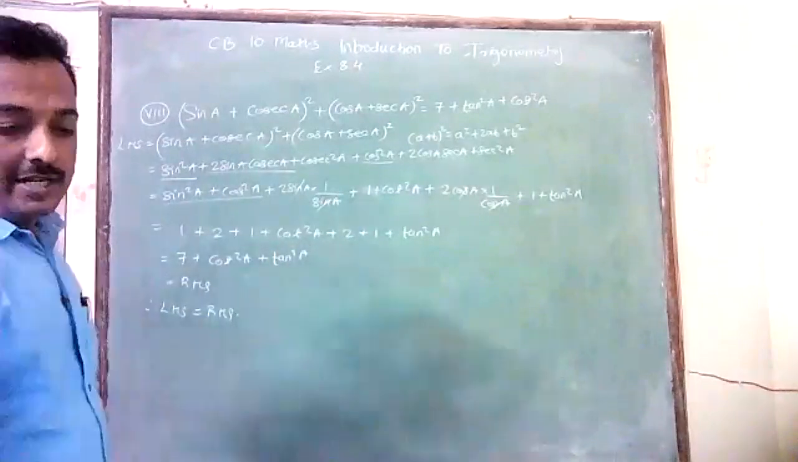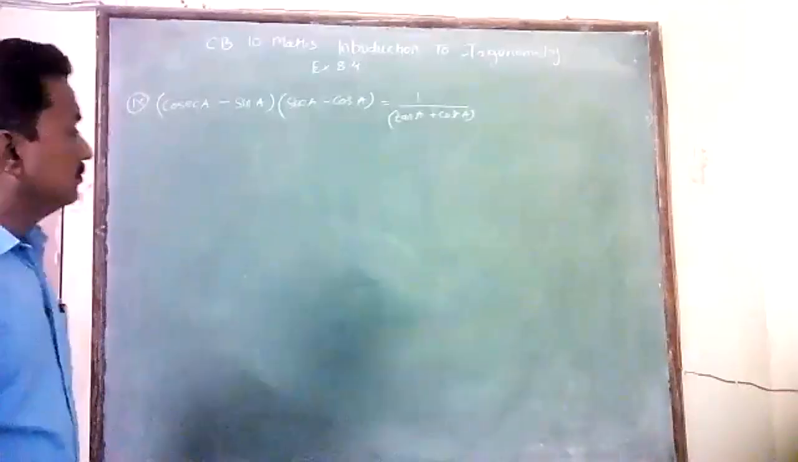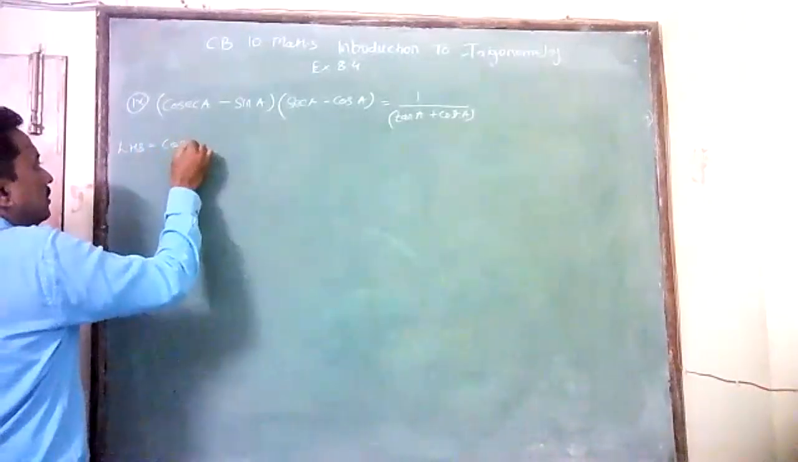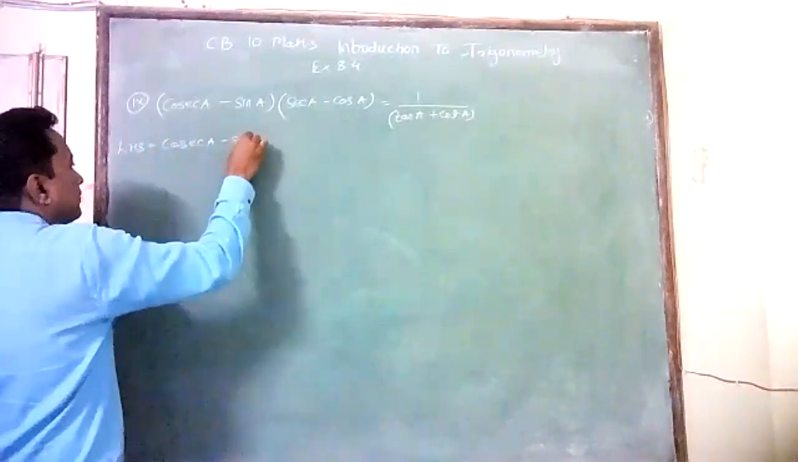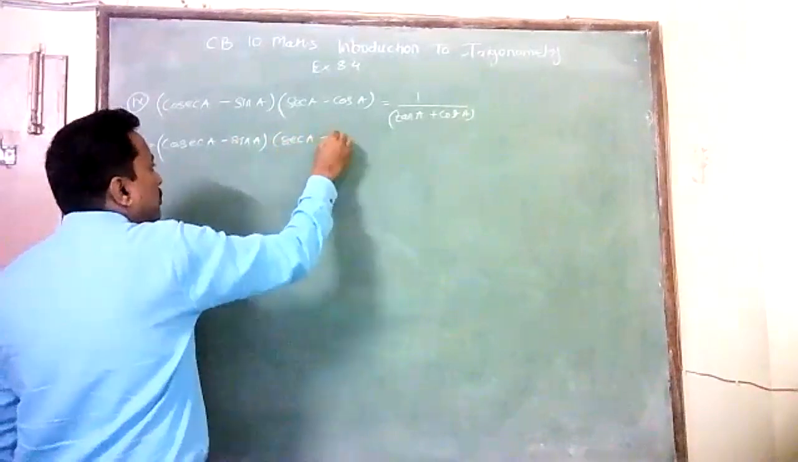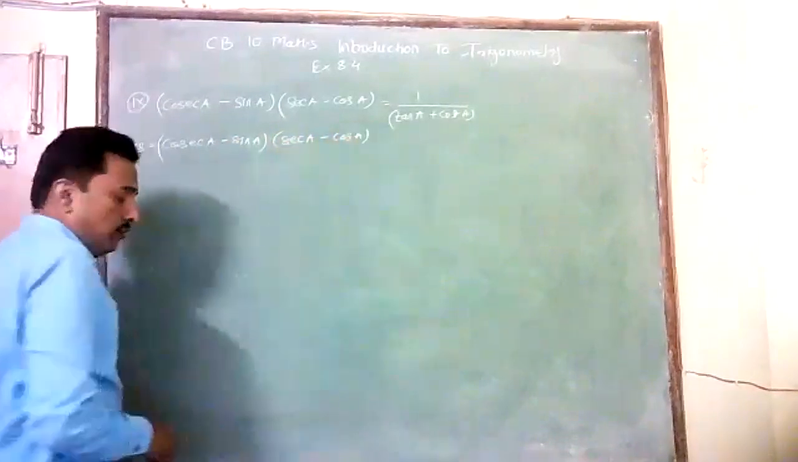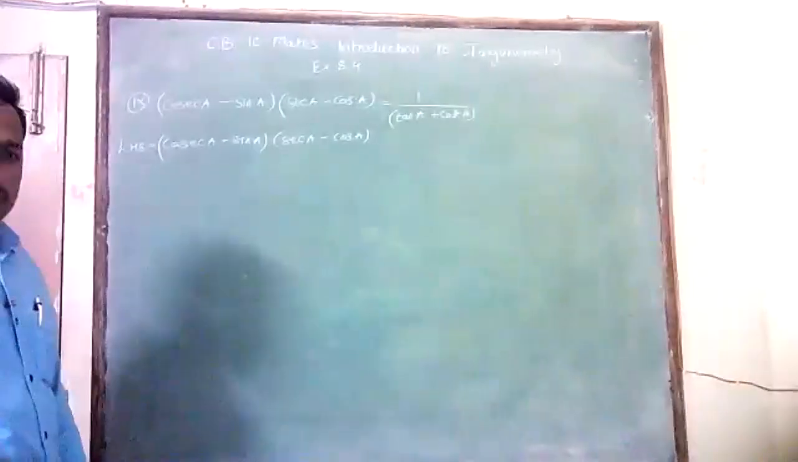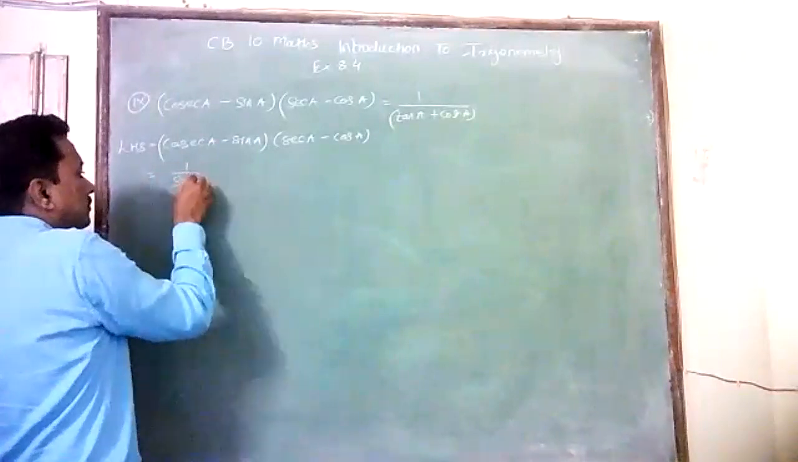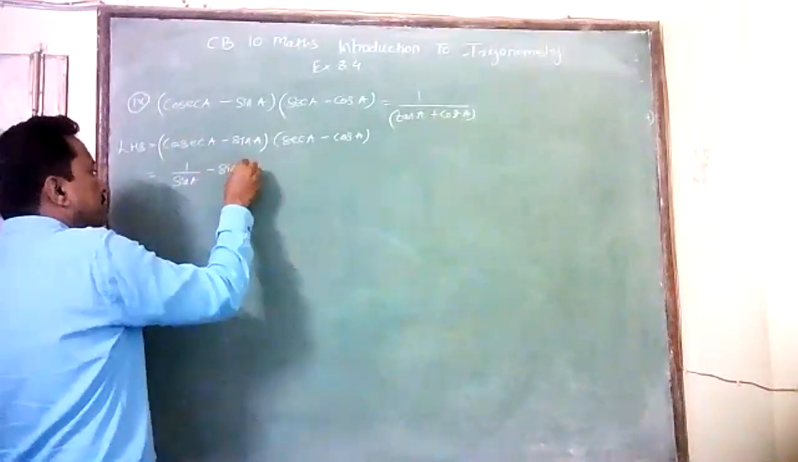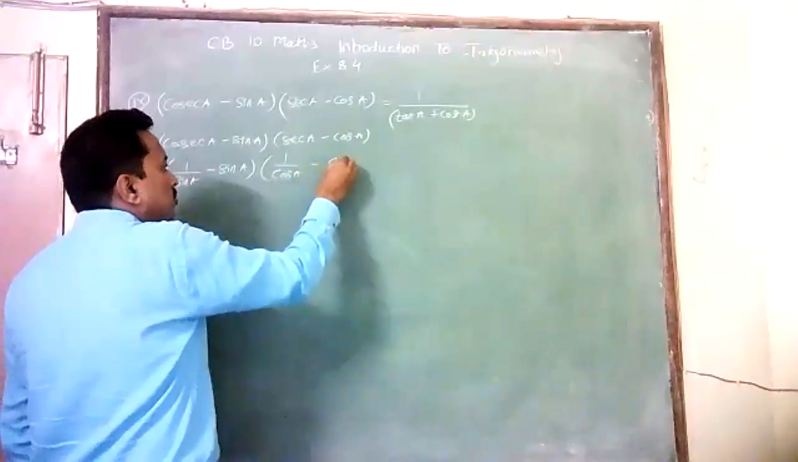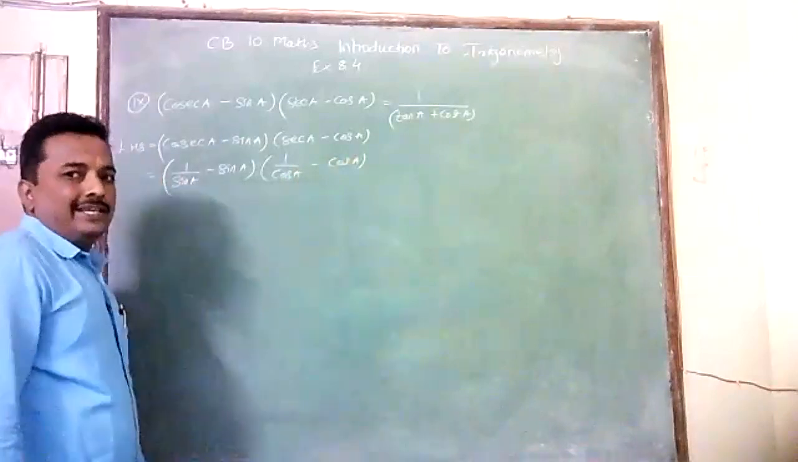तो सब आइडेंटिटीज का कमाल है. So this is LHS: cosec A minus sin A and sec A minus cos A. We have the identity cosec means 1 upon sin, so 1 upon sin A minus sin A. And sec means 1 upon cos minus cos A. Now do the LCM.